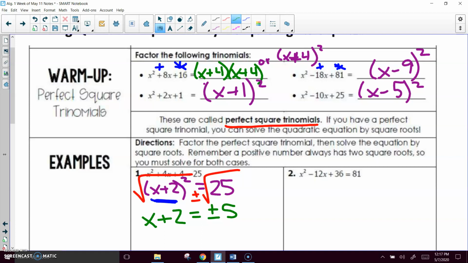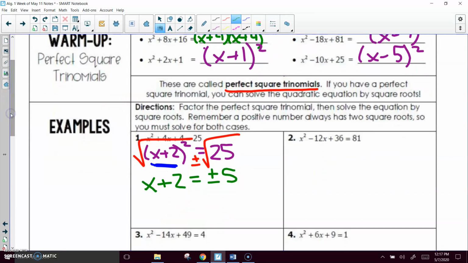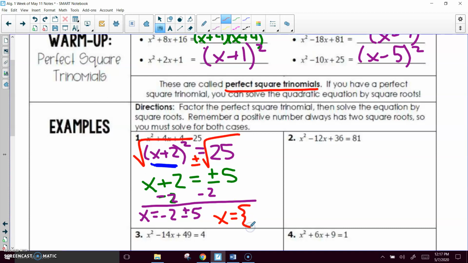My x is not yet by itself. So to get the x by itself, we're continuing with inverse operations. So we would subtract 2. How I'm going to write this is negative 2 plus or minus 5. So let's think about how those solutions will be written. Negative 2 plus 5 is 3, and negative 2 minus 5 is negative 7.